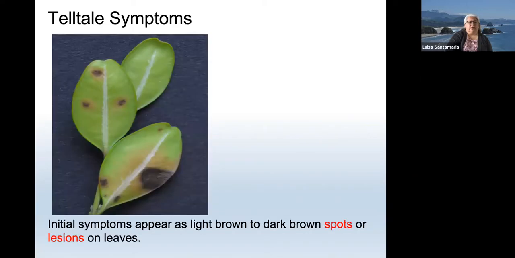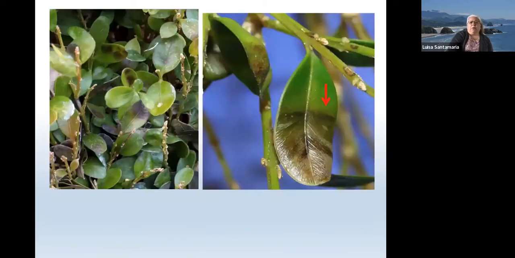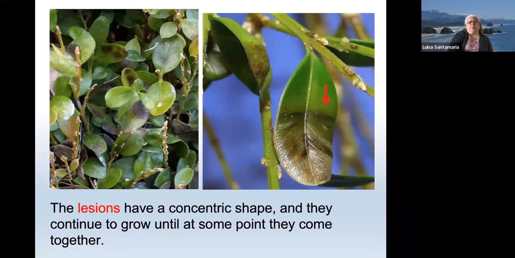Some of the initial symptoms that you can see appear as light brown lesions on the leaves. They are kind of dark spots, and these lesions keep growing, to the point that they could cover all the leaves or most of them. They are concentric, and that is one of the main characteristics or symptoms used to identify it.